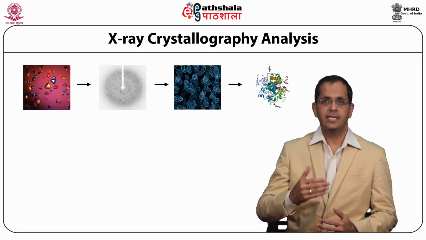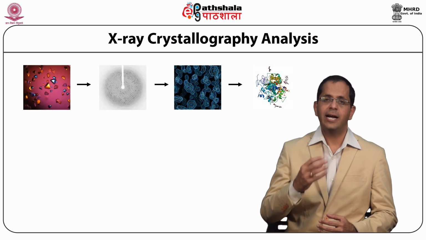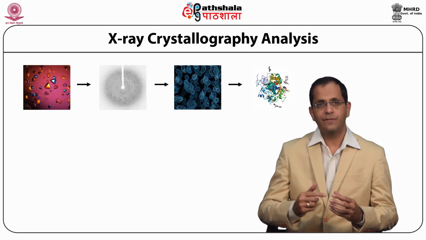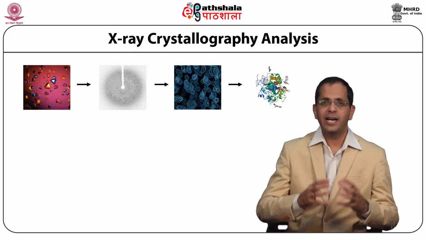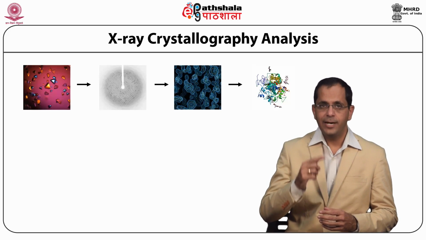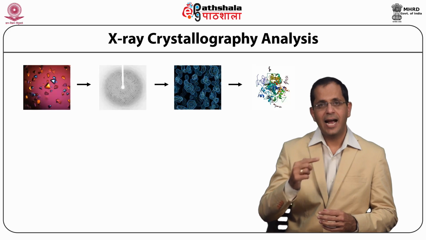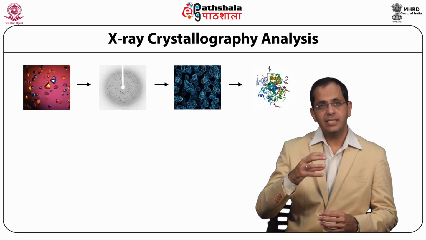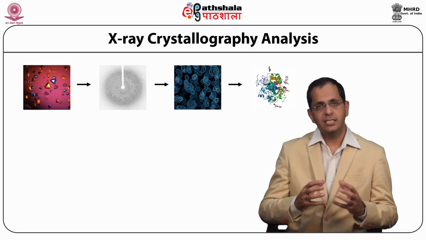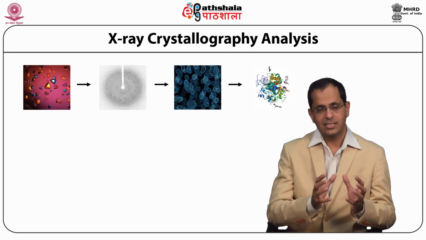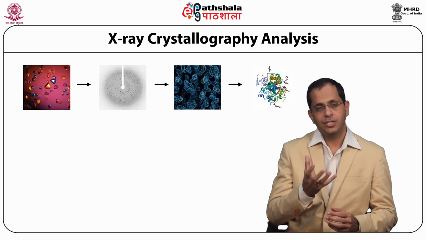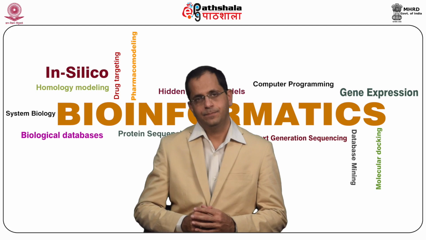X-ray crystallography is used to study the atomic and molecular structure of a protein crystal that causes a beam of incident X-ray to diffract into many specific directions. The measure of angles and the intensities of these diffracted beams provides information on the density of electrons within the crystal, thereby producing a three-dimensional picture of a particular protein.